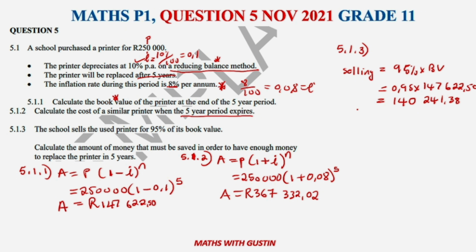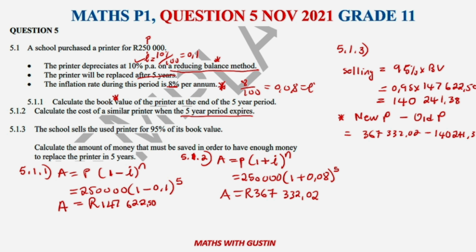Now if you have that amount, we can say they're looking for how much money. So we can say the amount of the new printer minus the old printer. The new printer is 367,332.02, minus the 95% of the book value that they sold the old printer for.